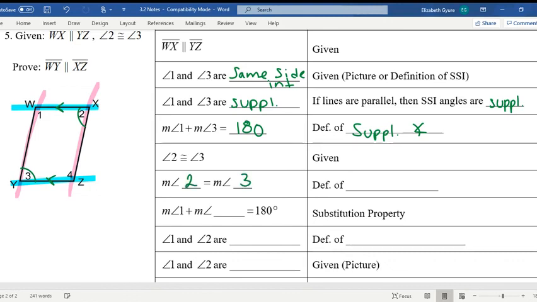So again, context clues. The measure of angle 2 equals the measure of angle 3. What definition lets us switch between those? Good, definition of congruence.